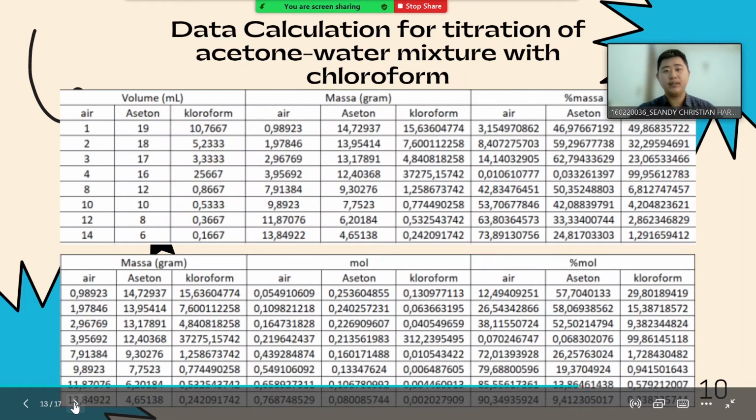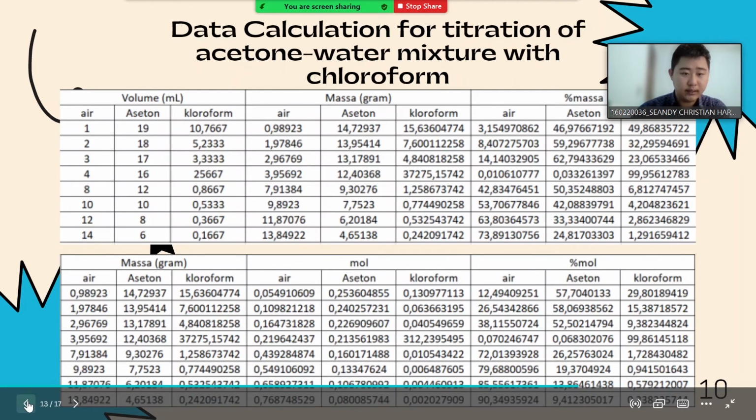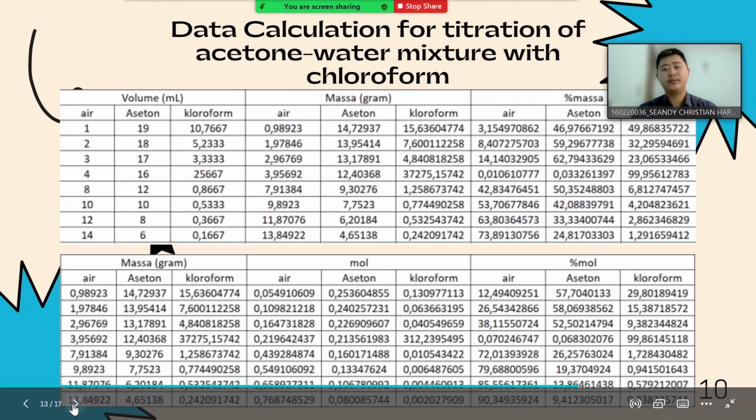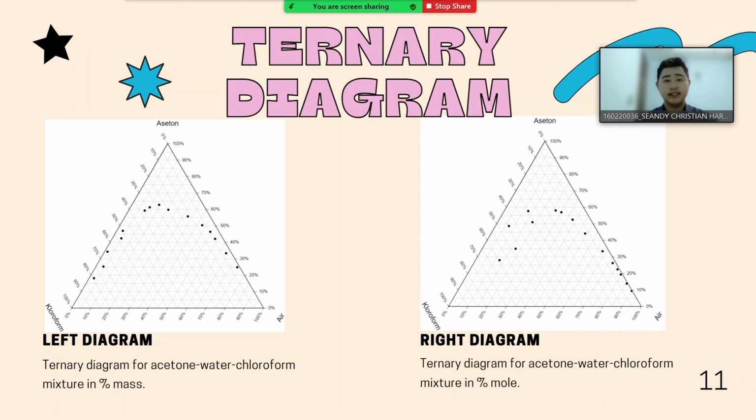So from that example, we can make this table, and this table, and from these tables, we can make a ternary diagram with the unit of percent mass and percent mole. This is the ternary diagram for the acetone chloroform water mixture that we got from processing the experimental data. The left diagram is expressed in units of percent mass, while the right diagram represents units of percent mole.